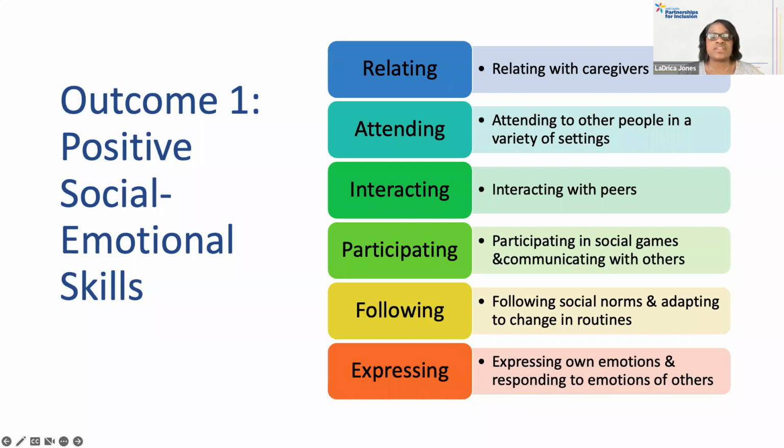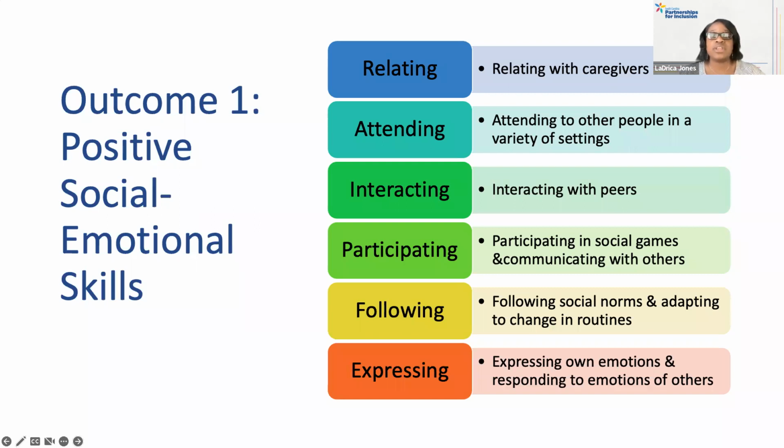The third one is interacting with peers. Children should be able to convey awareness, respond, initiate, sustain interactions, share, cope, resolve conflicts, and play near and with peers. The next one is participating in social games and communicating with others. Children should be able to respond to and initiate and sustain playing games and going back and forth with conversation. This includes joint attention, engaging in mutual activities, and following the rules of a game.